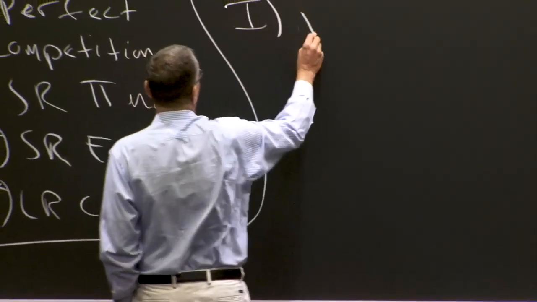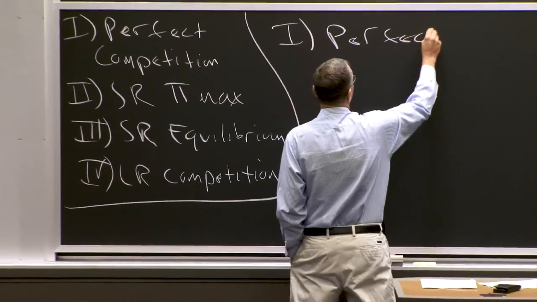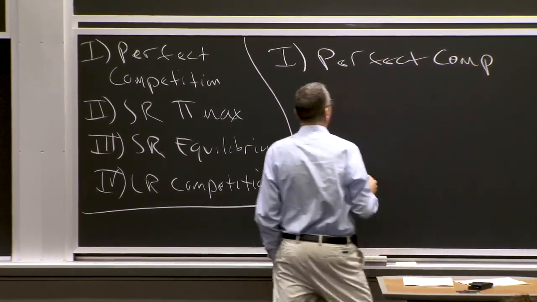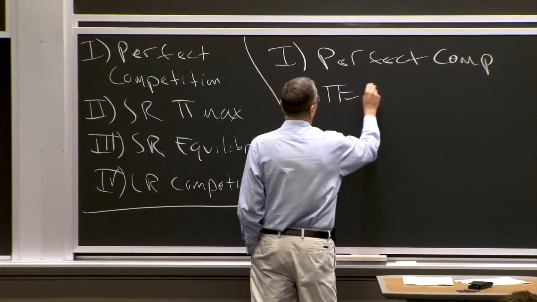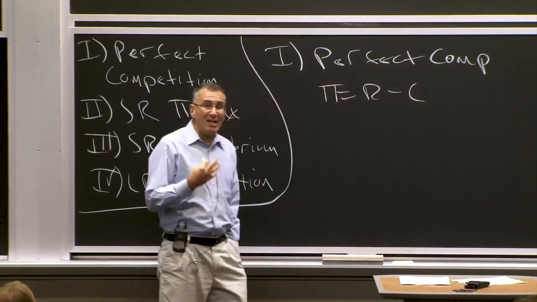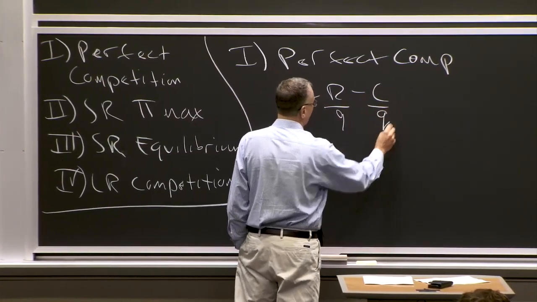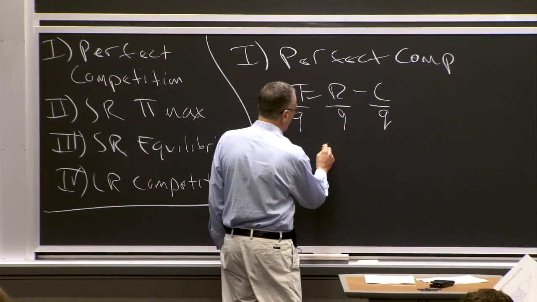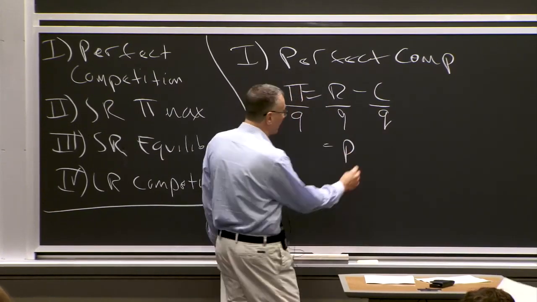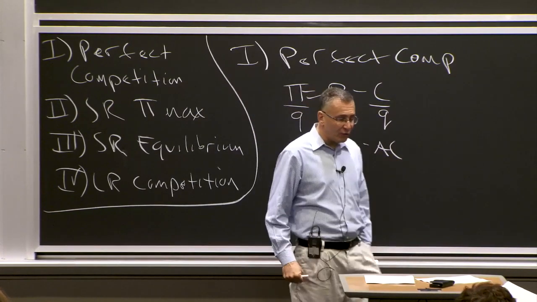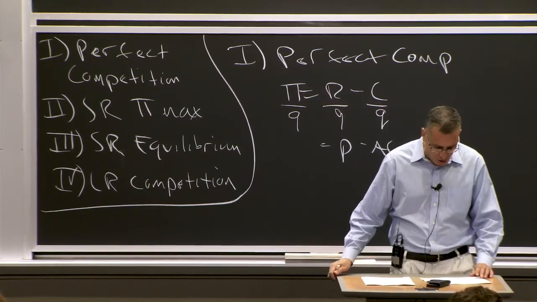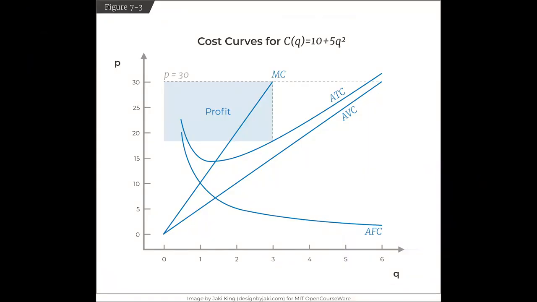Remember, we're talking about perfect competition. And remember, we said that profits are revenues minus costs. That means the profits per unit are revenues per unit minus cost per unit. Revenues per unit are price, and cost per unit is average cost. So profits per unit is price minus average cost. So we just go to the diagram. You see the height of the profit rectangle is price minus average cost.